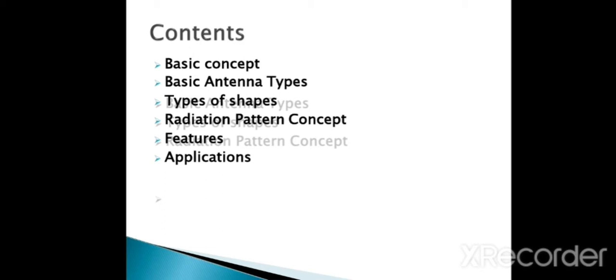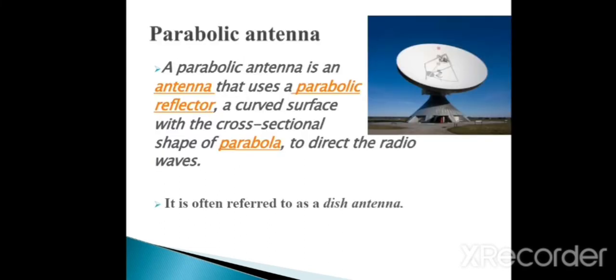So now what are the contents we are going to discuss? That is the basic concept, the basic antenna types, types of shapes, radiation pattern concept, features and applications in this session. So now we are going to talk about the parabolic reflector. A parabolic reflector antenna is an antenna that uses a reflector, a curved surface with a cross-sectional shape of a parabola, to direct the radio waves.